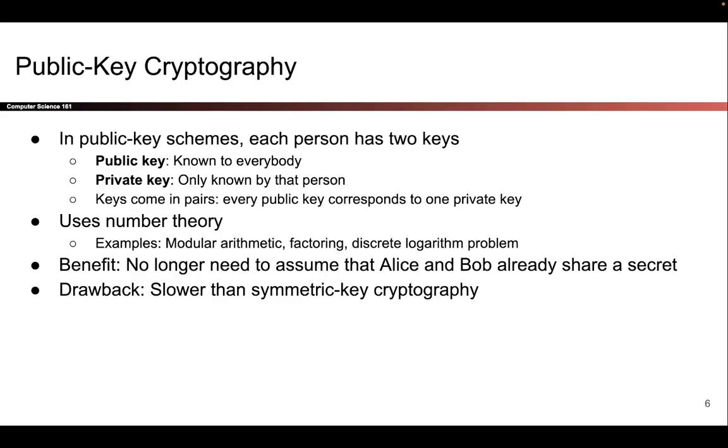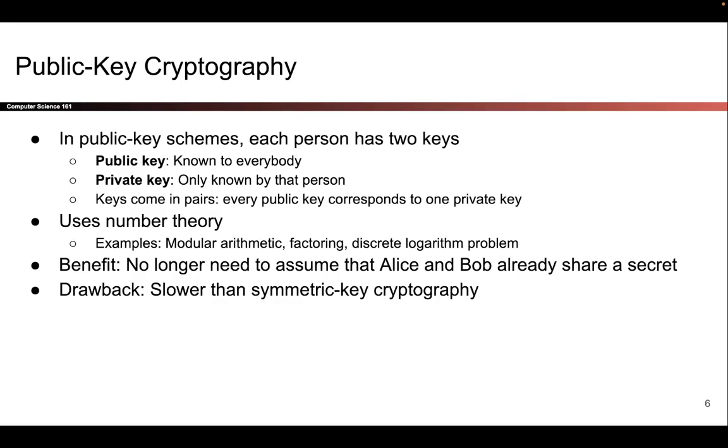A lot of the schemes that we'll be seeing in public key cryptography involve a lot of number theory, things like modular arithmetic, factoring large numbers, and the discrete logarithm problem that we saw last time. One benefit of public key cryptography is that we no longer have to assume that Alice and Bob magically share a secret ahead of time. These schemes will work just by using everyone's public and private key. However, one major drawback of public key cryptography is that it is much slower than symmetric key cryptography.